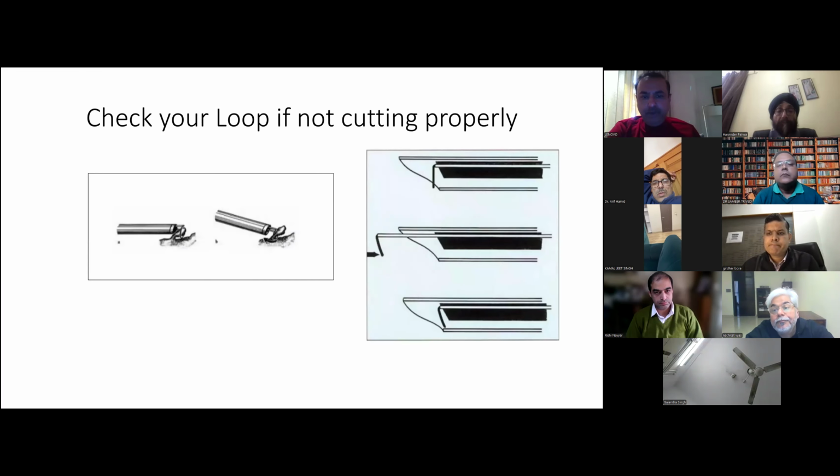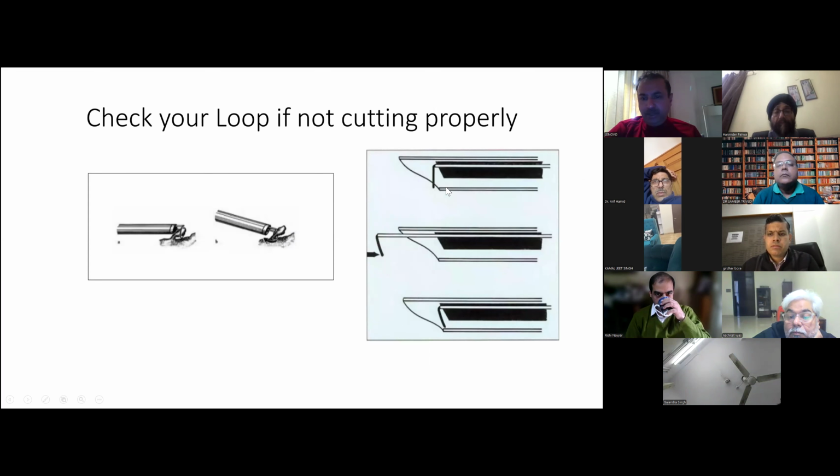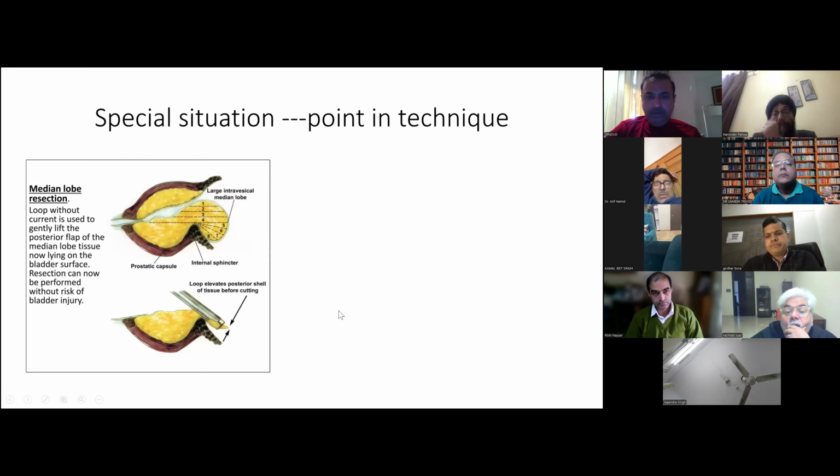Check your loop. If your loop is not cutting properly, it may be broken, or sometimes, when you're closing the loop, this point has to be checked. If it is not completely coming inside the sheath, then it will not cut the tissue completely, so the tissue will hang at the end of it. And it should not be bent so much that it causes damage to your scope. So you have to be very particular about it, and check these things before you proceed.